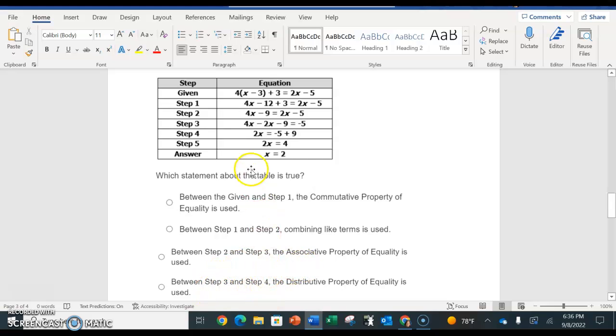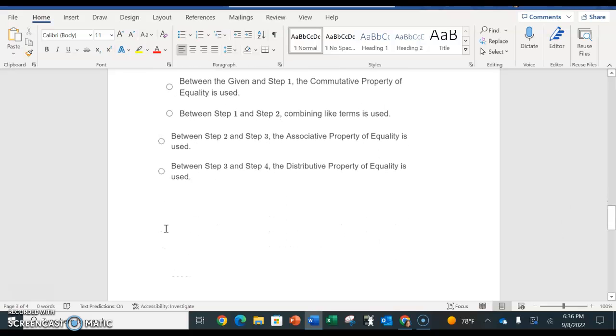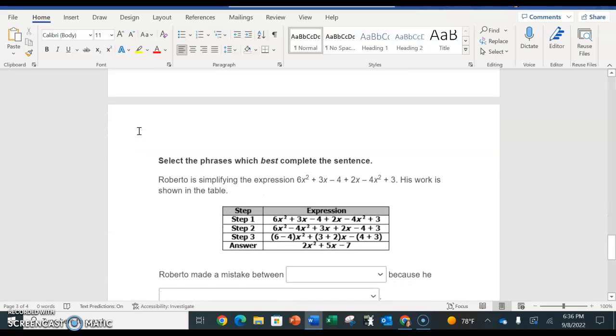And steps 3 and 4, from 3 to 4, we do 4x minus 2x becomes 2x. So right there we are combining like terms. So that is not the distributive property. So the only correct answer here is the second one. Between steps 1 and 2, you combine like terms.